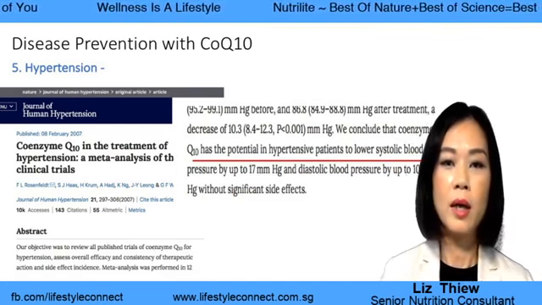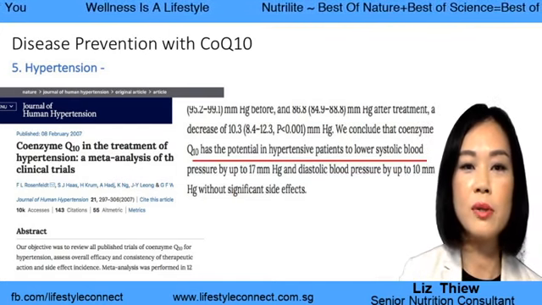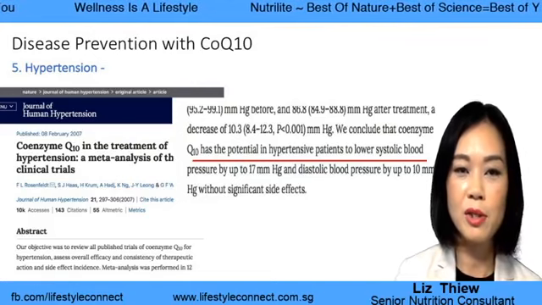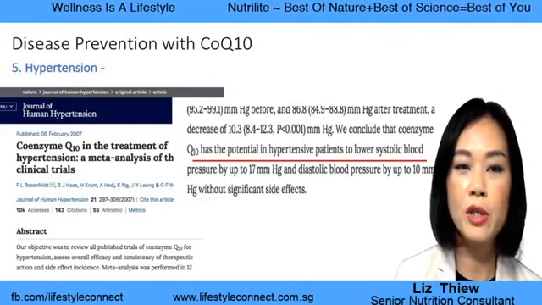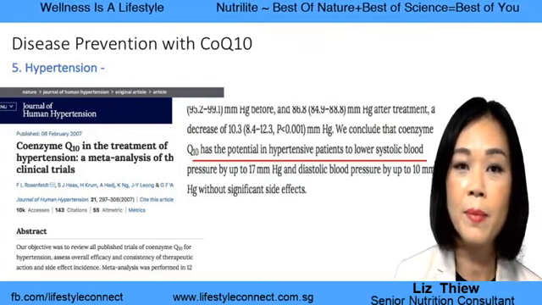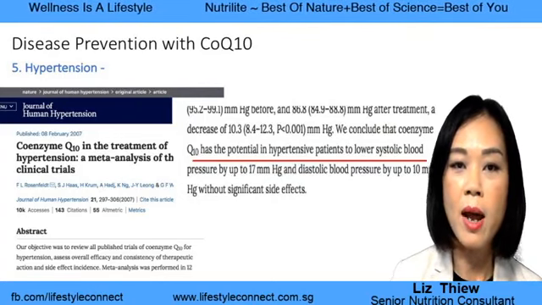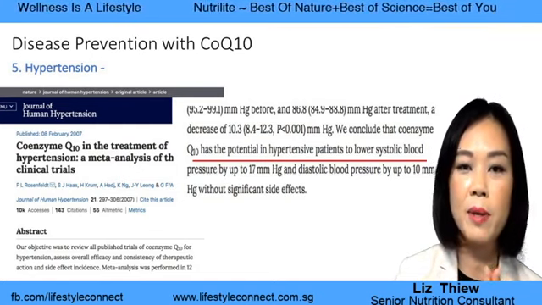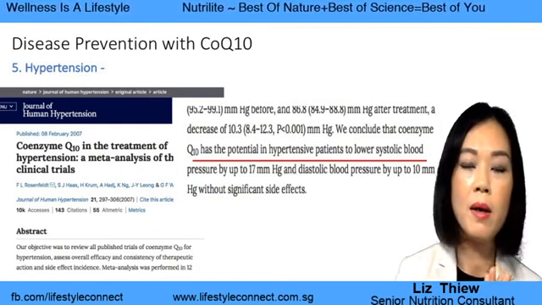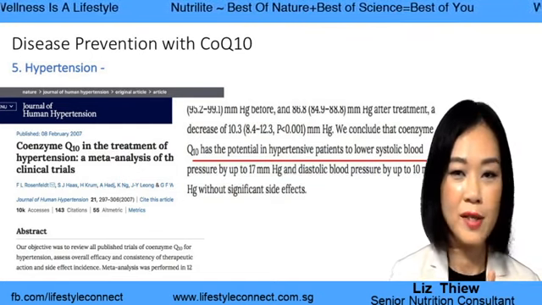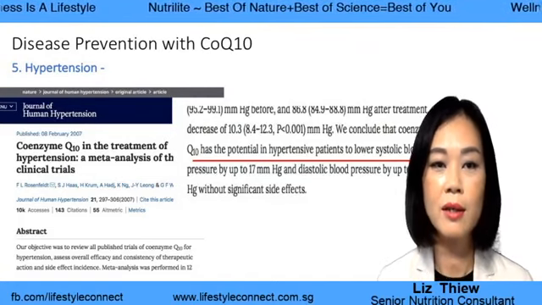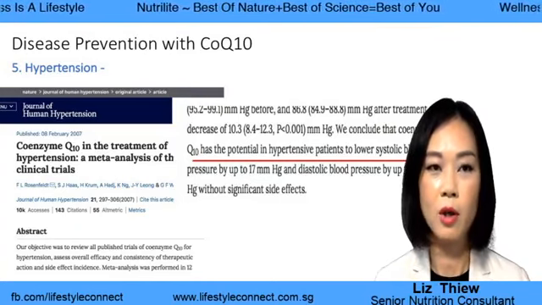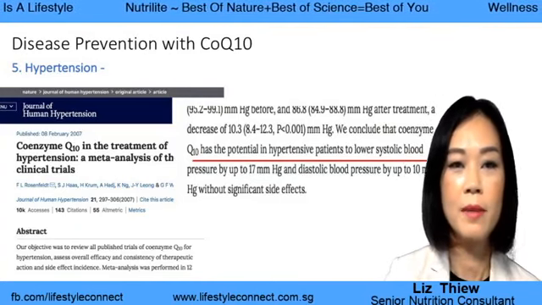So the study result shows that Q10 has the potential in hypertensive patients to lower the systolic blood pressure by up to 17 mmHg and diastolic blood pressure by up to 10 mmHg without significant side effects. So it helps with hypertension as well, coenzyme Q10.